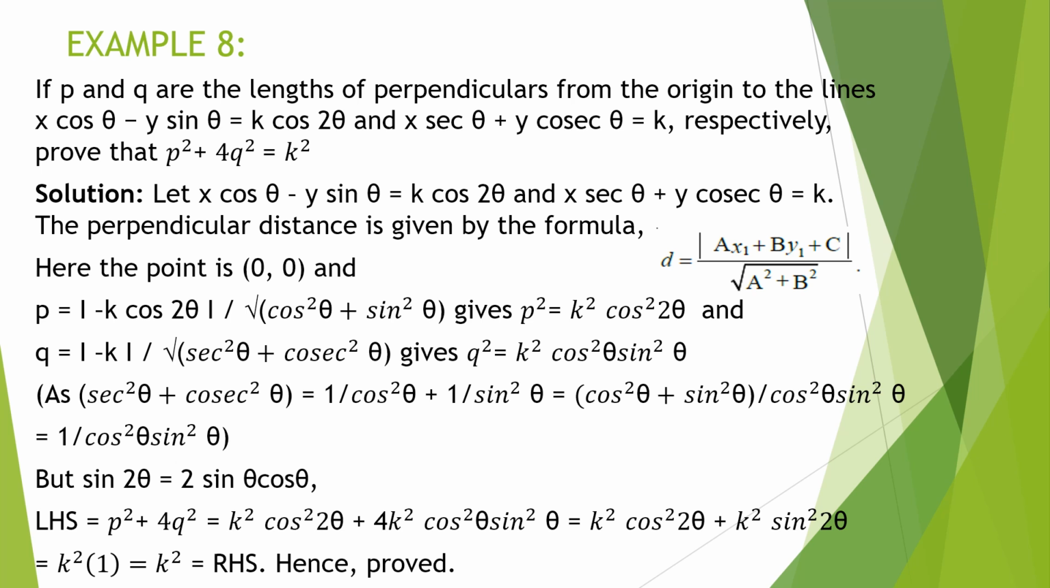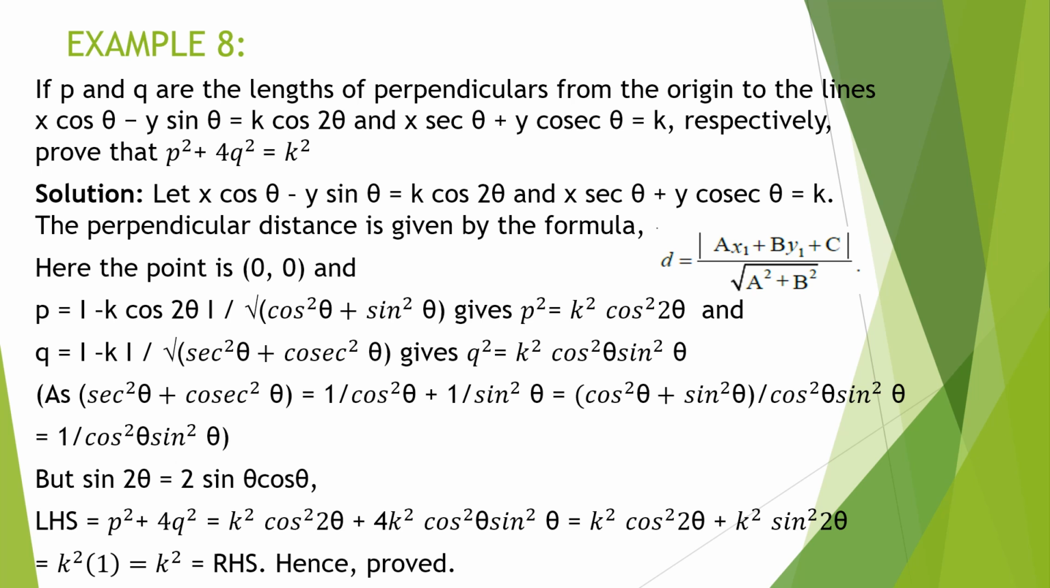D is equal to mod of ax1 plus by1 plus c upon root of a square plus b square. So here it is from the origin, so the point x1, y1 is 0, 0. For the first line, the distance is p. P is equal to mod of ax1 plus by1 plus c upon root of a square plus b square. Since x1 is 0 and y1 is 0, ax1 plus by1 will be 0.